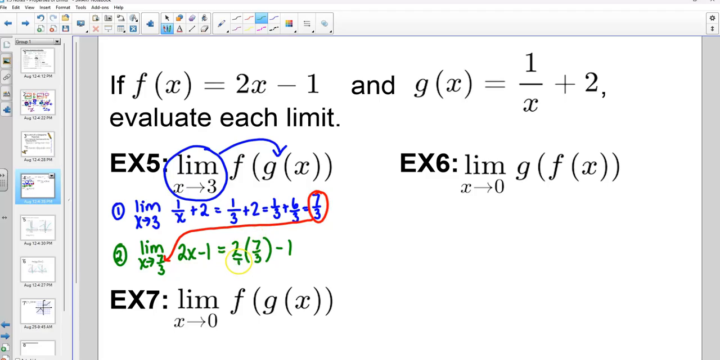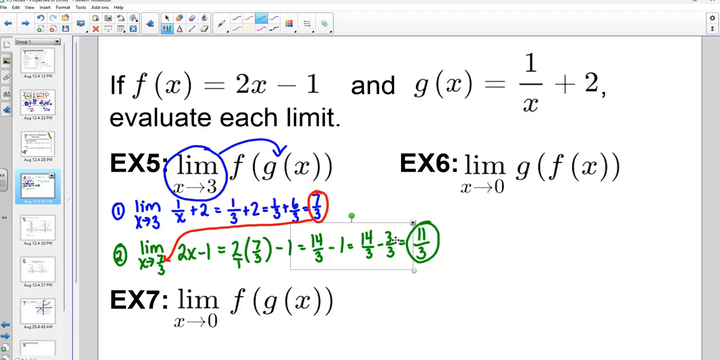So we'll put this over 1. We'll get 14/3 minus 1. We're at 14 thirds minus 3 over 3, and we should get 11 thirds as our answer for that.